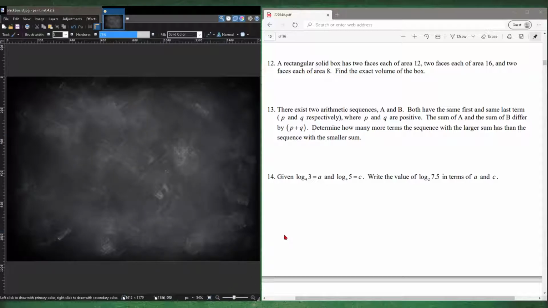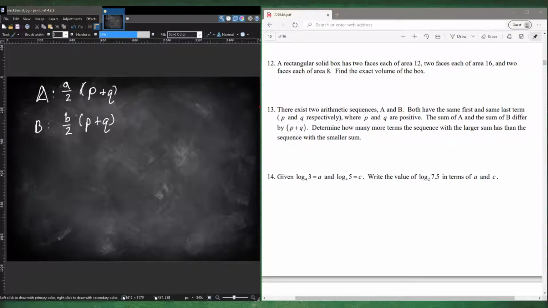Number 13. There exist two arithmetic sequences, A and B. Both have the same first and last term, P and Q respectively, and they're both positive. The sums of A and B differ by P plus Q, so we need to find how the sequences compare. Since they both have the same initial and last term, let's say A has A terms and B has B terms. Determine how many more terms the sequence with the larger sum has.